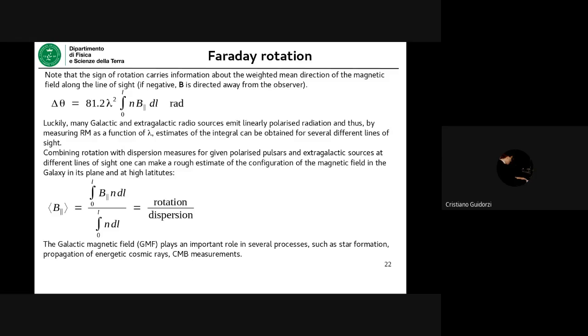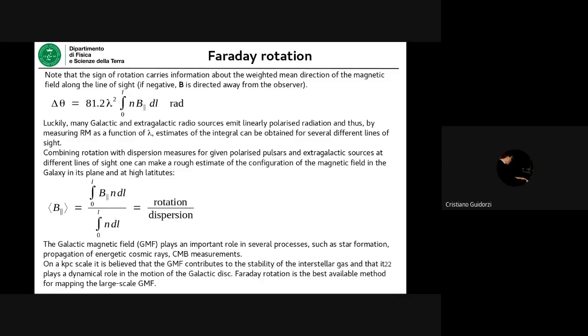So depending on the direction at which you look, your line of sight will cross different regions with different amounts of plasma or magnetic field. So you have to map the magnetic field and plasma content along all the possible lines of sight if you want to know exactly how the galaxy, with its own plasma and magnetic field content, can affect the radiation coming from the background.